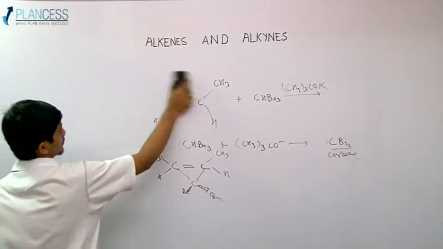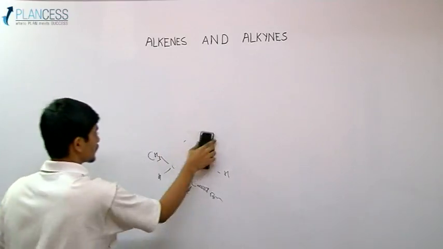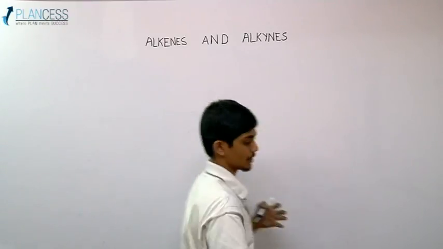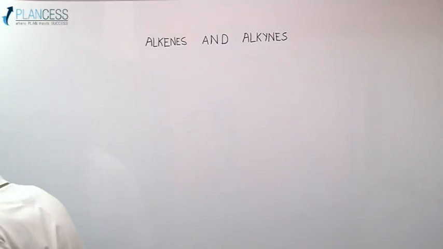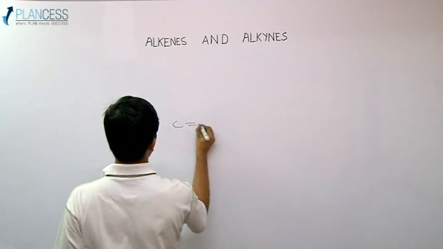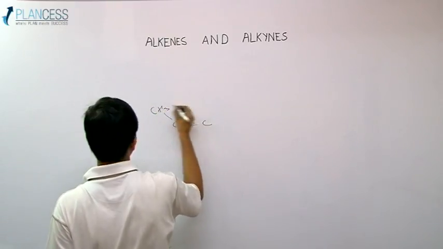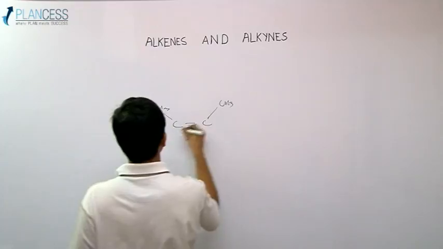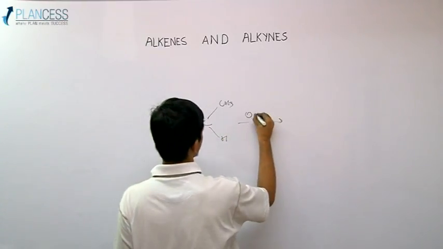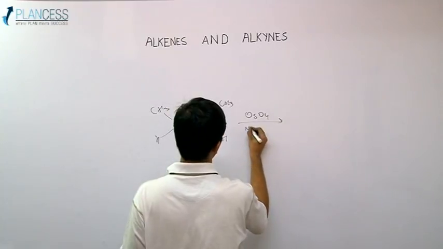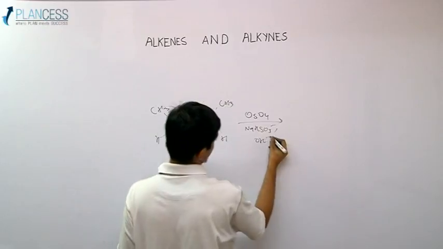So let us now move on to the final question of this lecture. This has been a very nice lecture. Very different types of questions with different logics, and we have seen a different variety of reactions. The final question is, we have C double bond C, we have CH3, I think this is the favorite compound of the day, and we have osmium tetroxide followed by sodium bisulfite and OH minus.